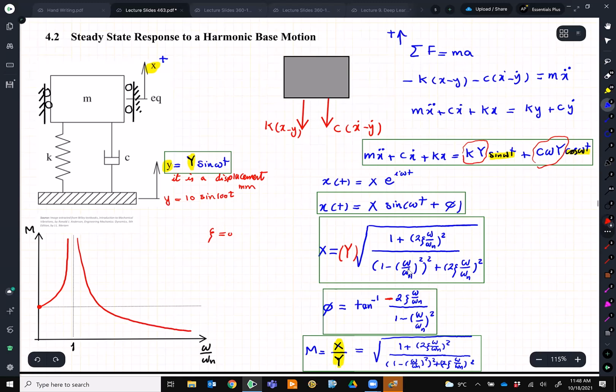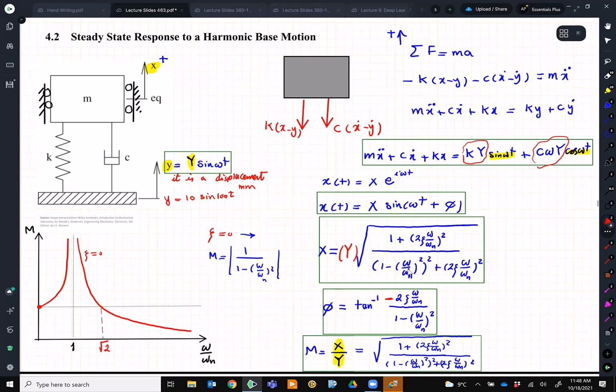Right? So remember, this is for the case when zeta is equal to 0, M is simply 1 over 1 minus (omega over omega n) squared. And this point is at the square root of 2. And don't forget, for M in this scenario we just care about the positive value, the magnitude of it. Okay, so this is for the scenario when zeta is equal to 0, the previous one that we had.